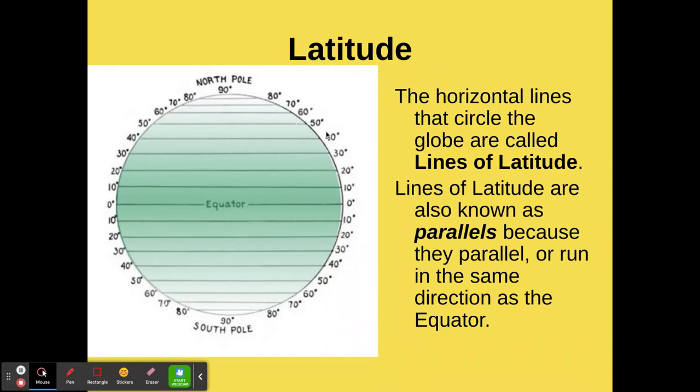So all these degrees along the top would be labeled in the north. So it would be like 50 degrees north. And then everything to the south, like this one, would be 60 degrees south. Okay.